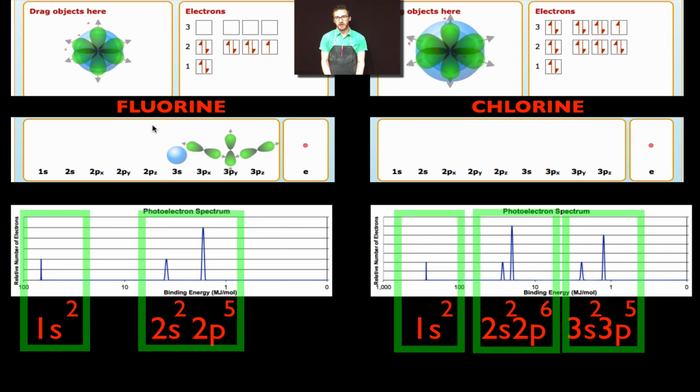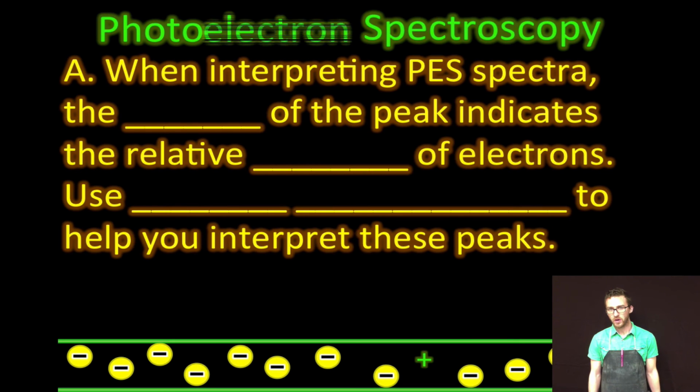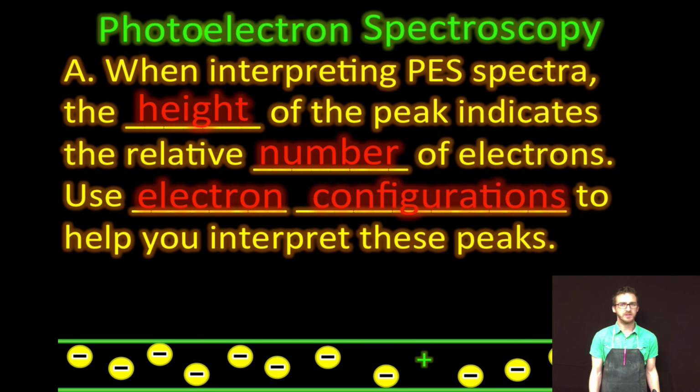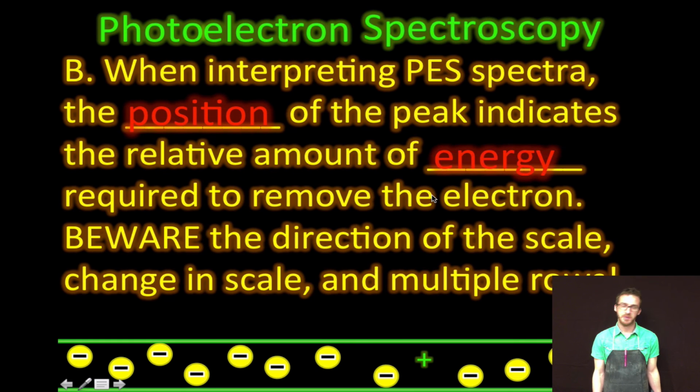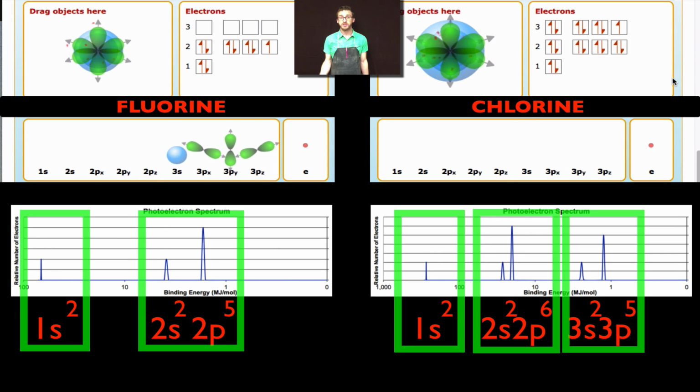In photoelectron spectroscopy, the spectra that are generated simply show the relative number of electrons in a given sublevel and how much energy was required to remove those electrons. So when you're trying to interpret and understand a given photoelectron spectrum, recognize that the height of the peak indicates the relative number of electrons, and it's often helpful to use electron configurations to help you interpret those peaks. Also recognize that the position of the peak indicates the relative amount of energy required to remove the electron. Again, I want you to come back to these atoms of fluorine and chlorine and the corresponding photoelectron spectrum for each of the elements.